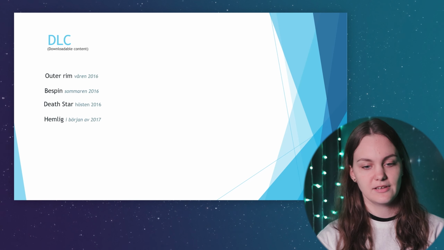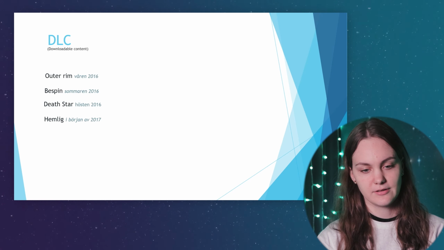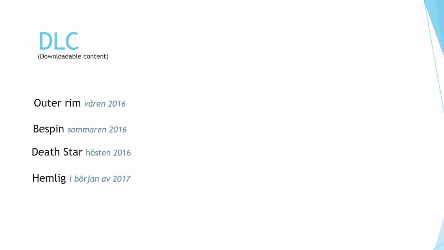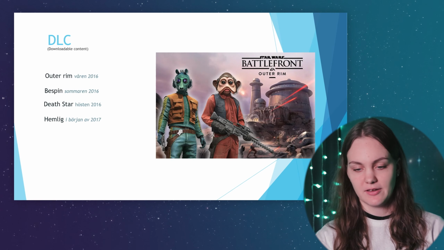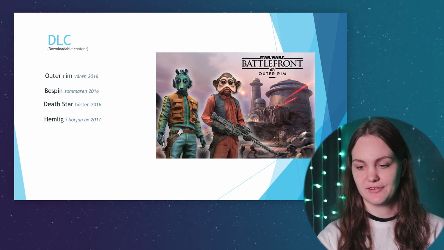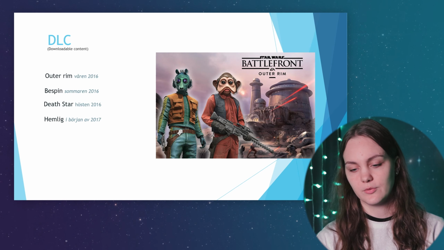I'm pretty sure he was the only one who answered. DLC. And then there's just the DLCs and when they're coming out. Oh, it says Outer Rim, Bespin, Death Star and then Hem League, which is secret. That's the Scarif DLC. I guess it wasn't known back then. I mean, makes sense, Rogue One wasn't out at this point. Then we have a very nice picture of the Outer Rim DLC here. And I suppose at this point we only had one DLC. Oh, I missed this game so much. It was so much fun.